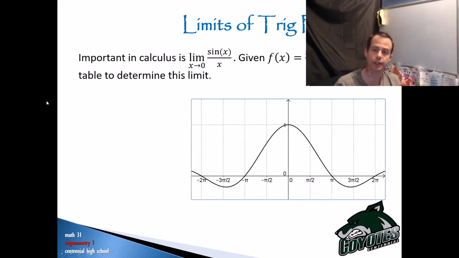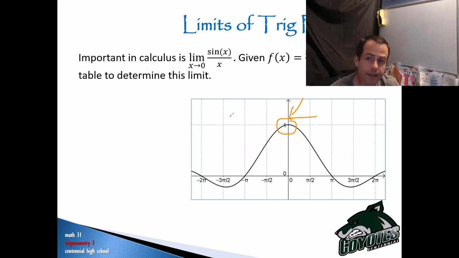Very important in calculus is the limit as x approaches 0 of sine x over x. Now, I've shown you the graph of sine x over x, and we are going to use a table to approach this limit. One thing I need you to understand is even though it looks like it's there, there is no point at 0, right? Because I can't put 0 in for x. I get sine of 0 divided by 0, and I can't divide by 0. So there's a discontinuity there that the graph is just not showing, okay?